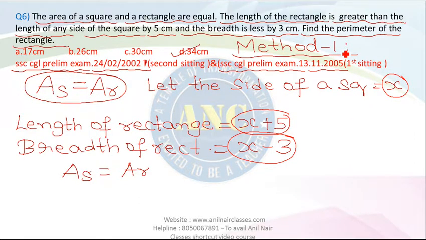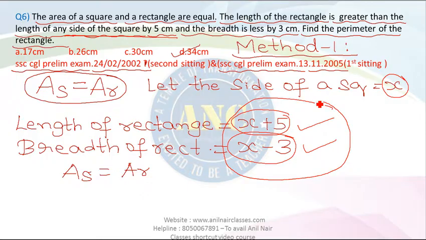Now, simple logic. From my understanding, whenever the length is greater than any side of the square by 5, something like this, try to finish off by using method 1 itself. Although it's a variable method, it is a time consuming method, but method 2 is even more time consuming. In this particular question I am talking, sir, not in all the questions.